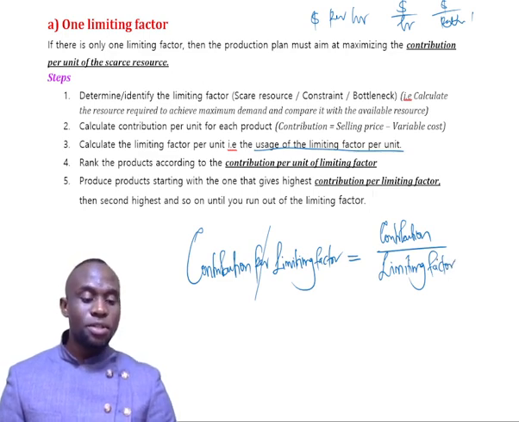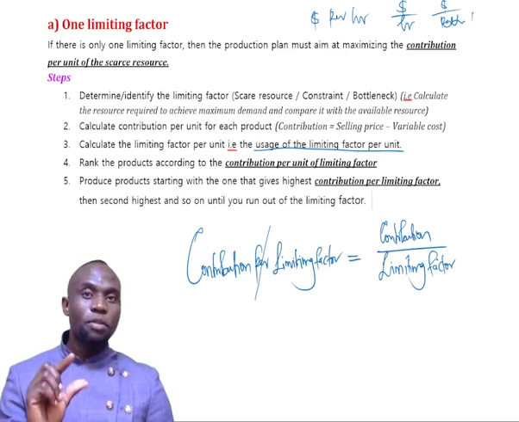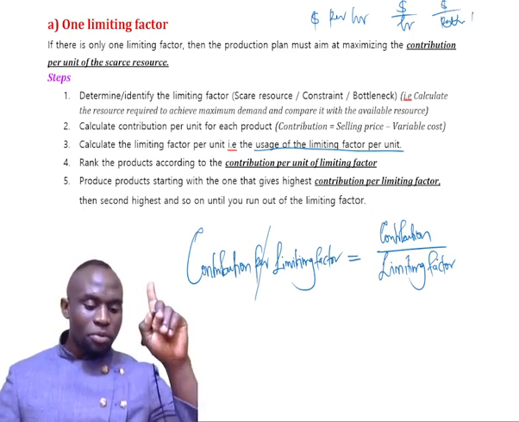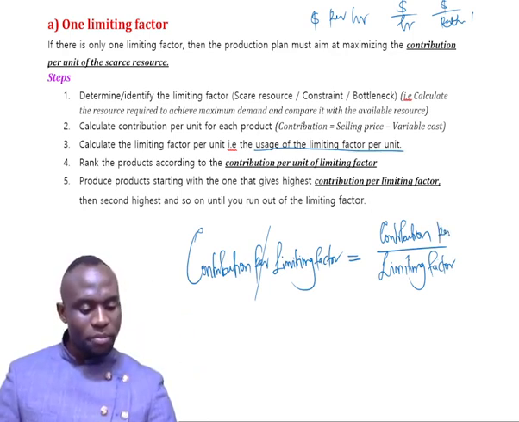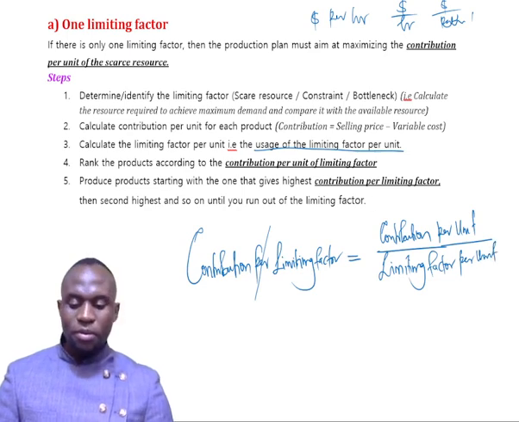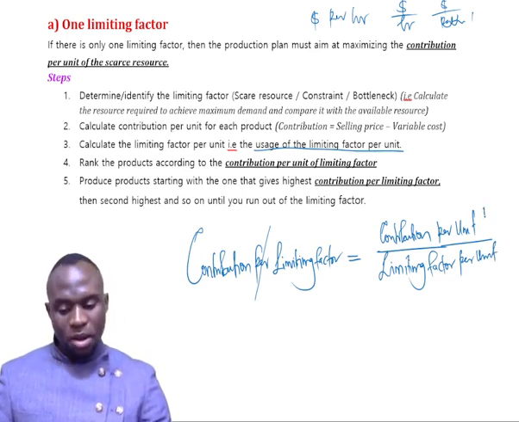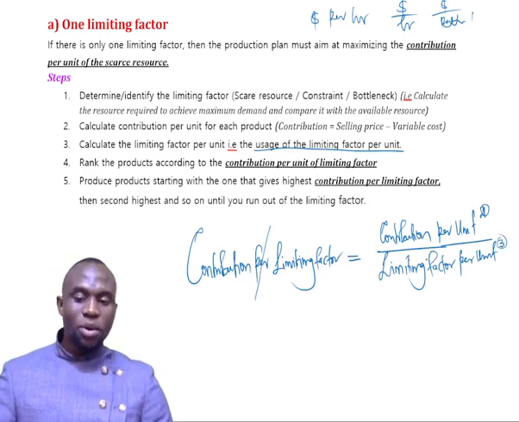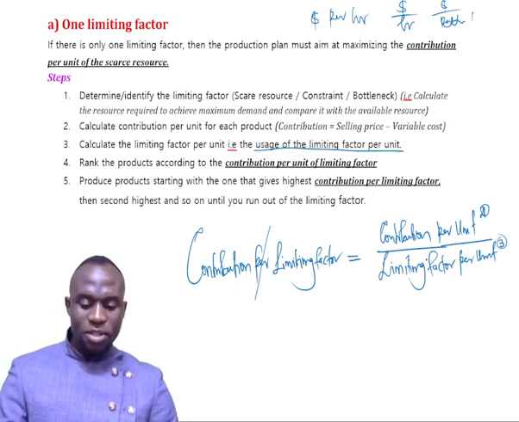But it is not just contribution, it is not limiting factor. Each of them is per unit. So up you have contribution per unit divided by the limiting factor per unit. So you see, this was step number 2. This is step number 3. So you've combined into one step, which is step number 4.